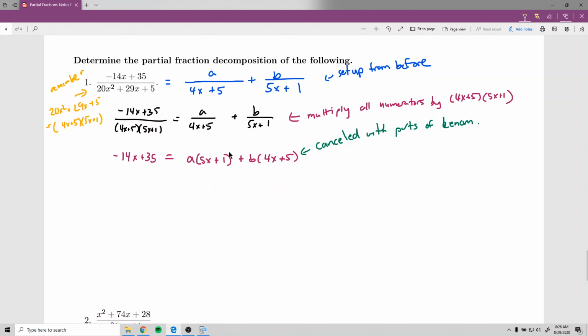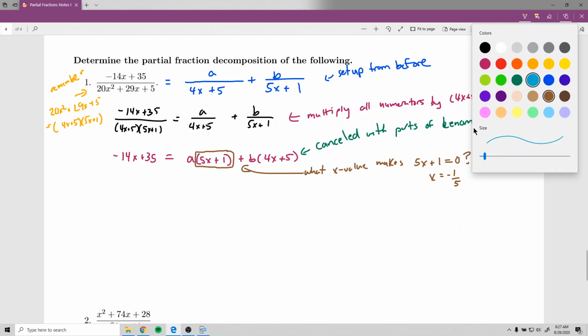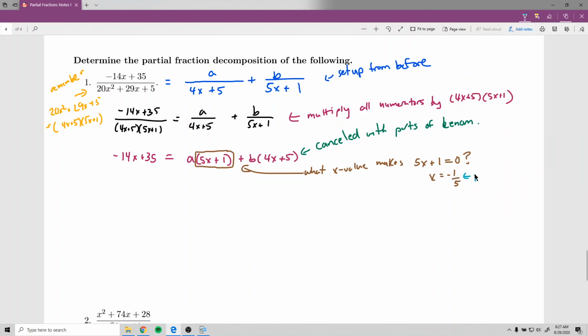So what I like to do is figure out x values that make these things 0. If I can figure out what x value to plug in to make this 0, then when I plug it in over for everything in the equation, I'll only have b left to solve for because this will be gone. So the question is, what x value makes 5x plus 1 equals 0? And that's a little equation that you know how to solve. Subtract the 1 and divide by the 5. We get x equals negative 1 over 5. So what I'm going to do is plug this in everywhere, and it will let me solve for b.